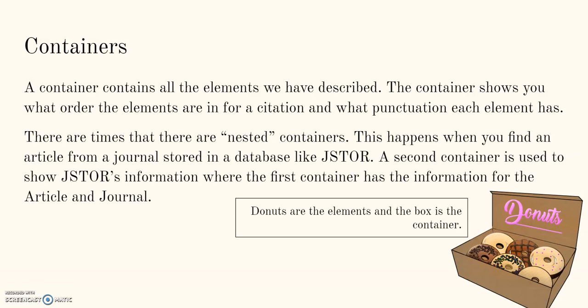So if you have a source that is like an article that you found in a database, there are times where you will therefore have a nested container. So you'll have a container of elements that has to do with the source itself, the actual journal and journal article. And then you'll have a second container that will describe where you found it, like through JSTOR or EBSCOhost or ProQuest, and will give the link and information for that search result that led you to this item. So they call those nested containers when you have more than one.